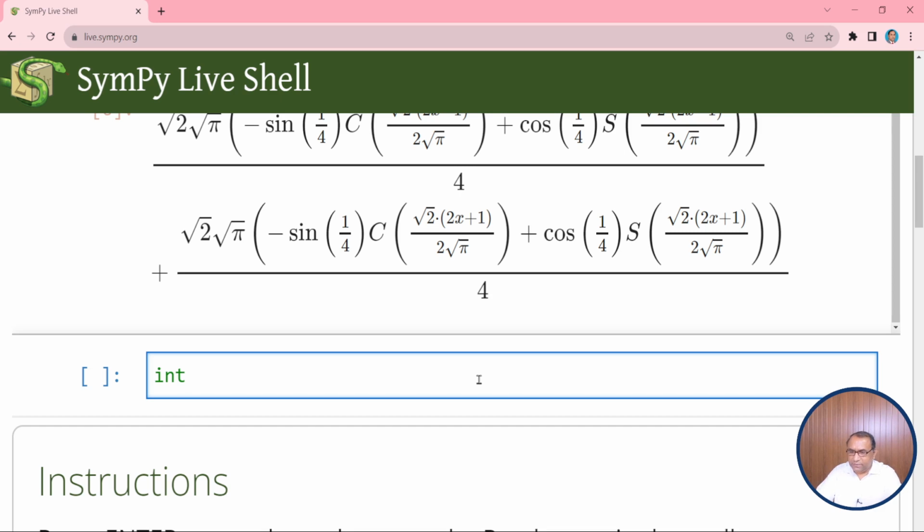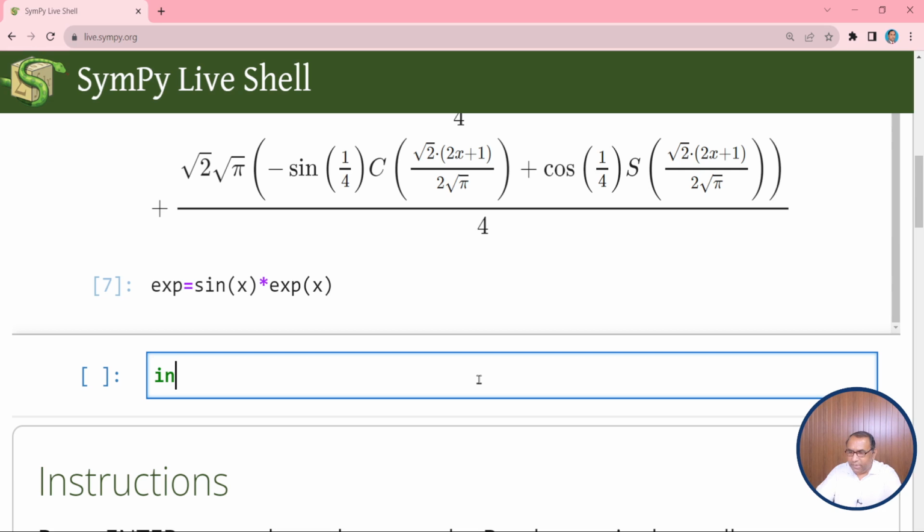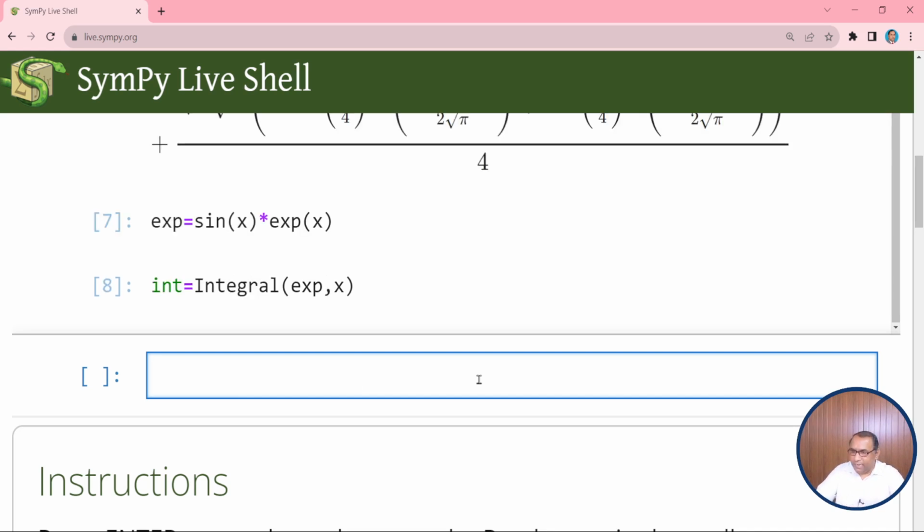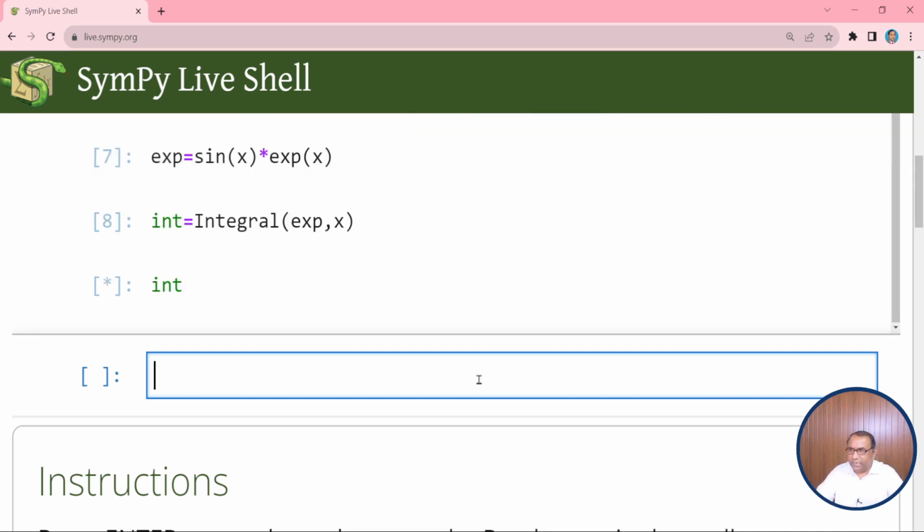Another way to integrate any function is this: we choose here an expression. Expression is equal to sine x into exponential function x. Then we have int is equal to, sorry, we are using here Integral, and then we have expression comma x. So when you enter this statement, then again use int and enter.